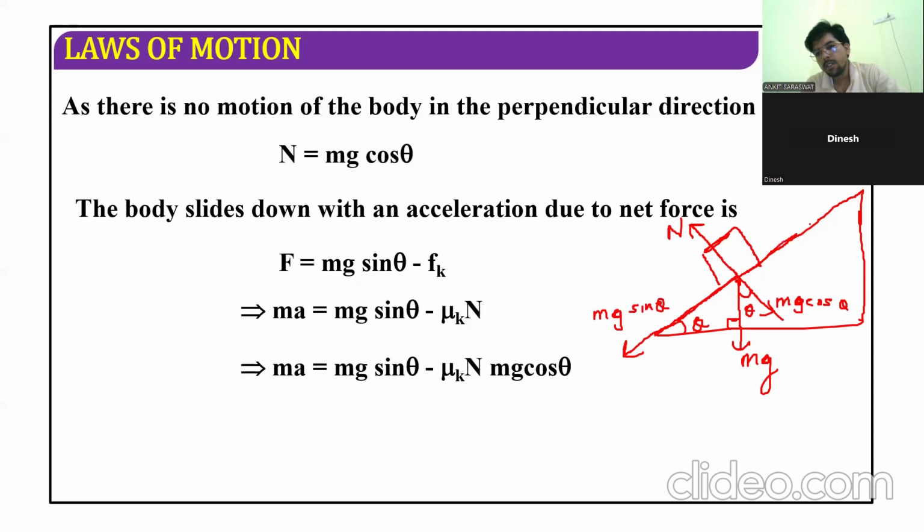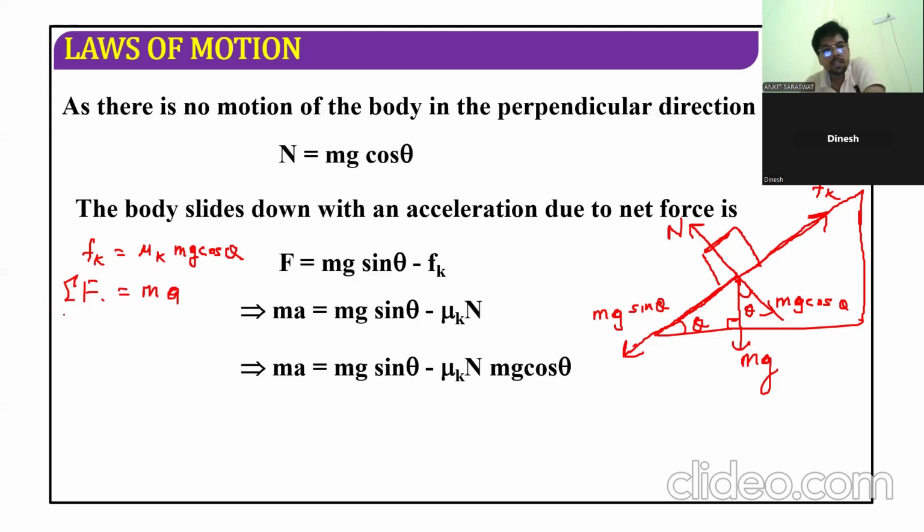Since it is more than the angle of repose, there is kinetic friction. Clear? Kinetic friction is mu k N, and N is mg cos theta. In which direction is this block moving? This direction. So net force equals mass into acceleration.